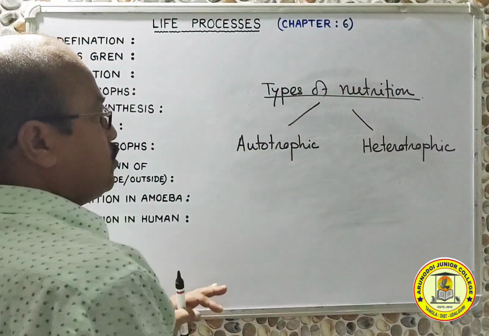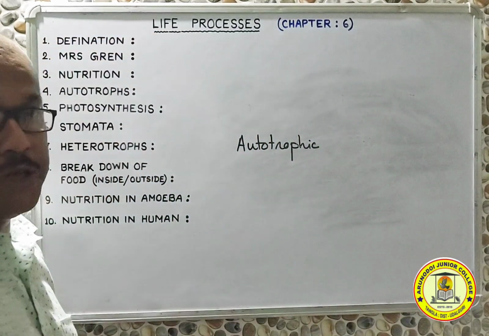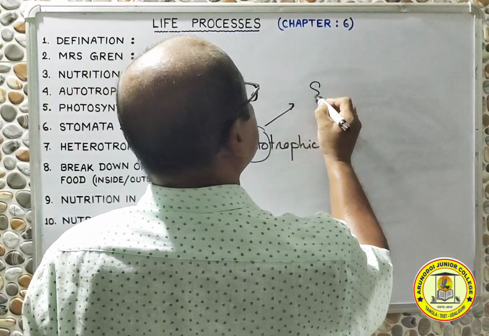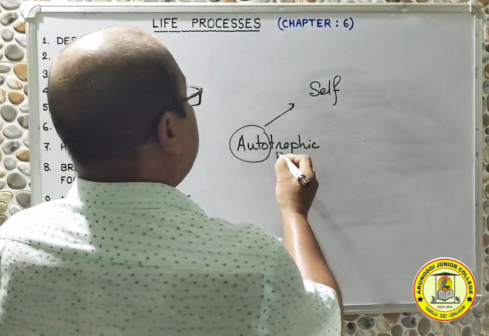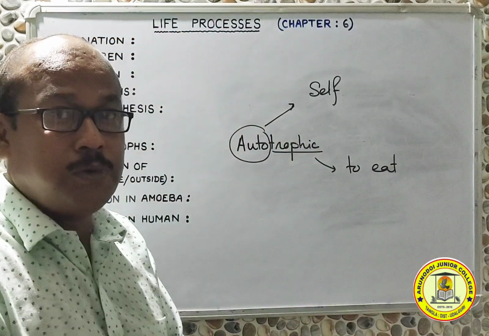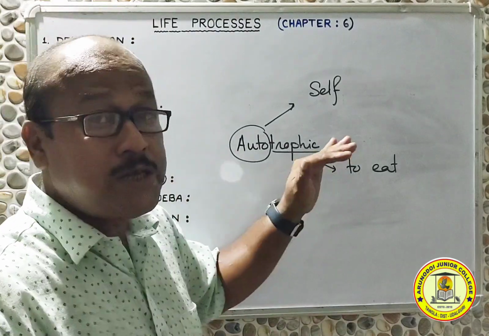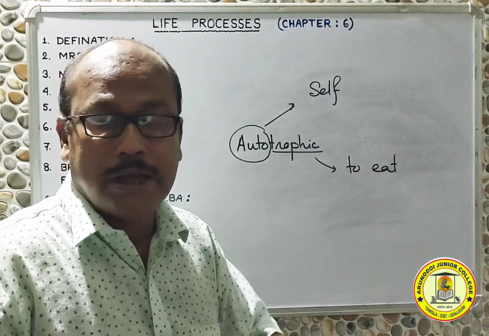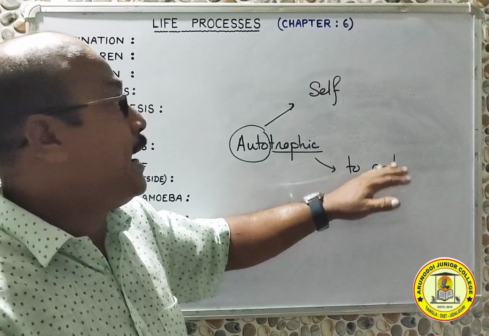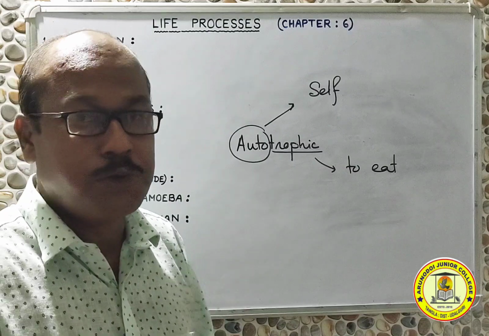So out of those two types of nutrition, the first one we have to discuss today is autotrophic nutrition. Here the first word is auto. Auto means self. And trophic means to eat or to consume, to get the food. It means there are certain organisms which are self-dependent in terms of food. For eating, whatever food is required, they can manage it by themselves. So this type of nutrition is called autotrophic nutrition.